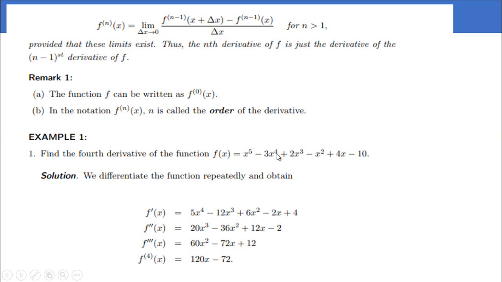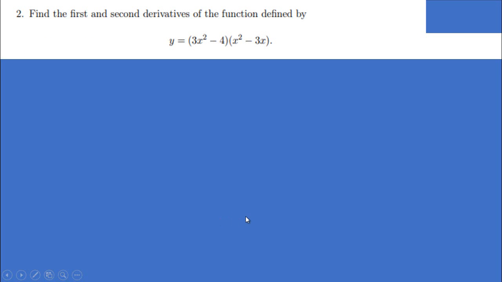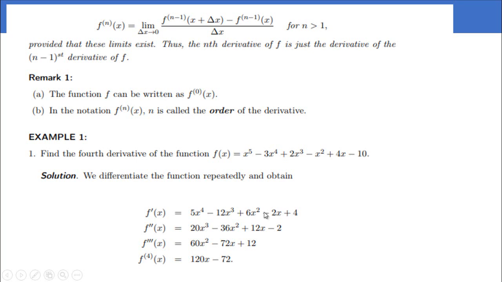4 times 3, that is 12. 4 minus 1, that is 3, so 12x cubed. 3 times 2, 6, 3 minus 1, so that is 6x squared. And 2 times 1, minus 1, so that is 2x, plus 4 times 1 is 4, then x to the power of 0, which is 1. So you've got 5x to the fourth minus 12x cubed plus 6x squared minus 2x plus 4.